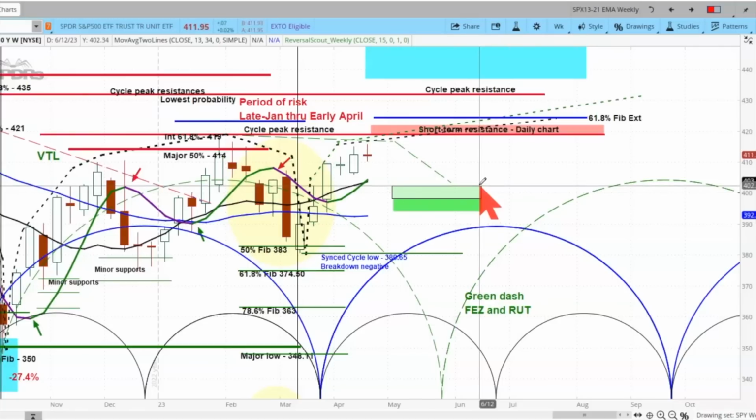Support right over here is at around 402 down to 398 there, and then the bottom of that, which is short-term support, comes in around 394.